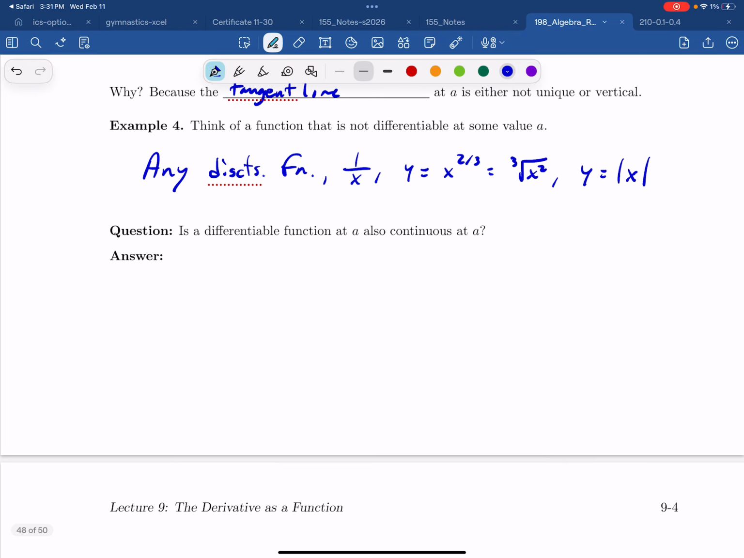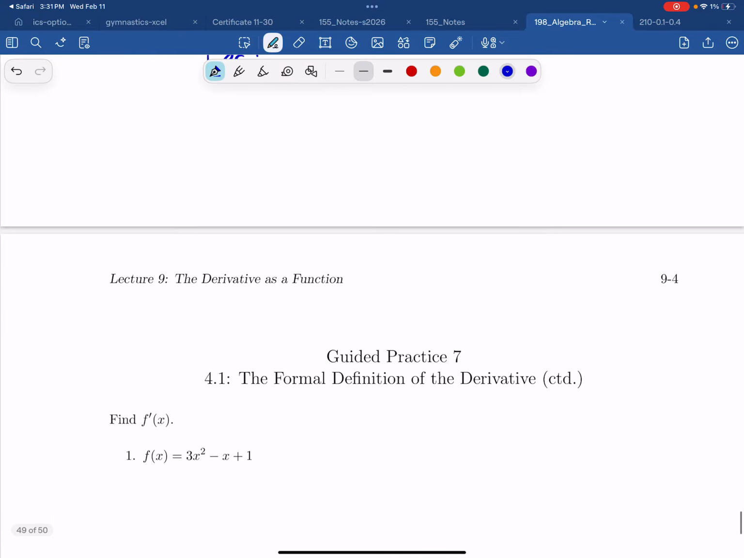So here's another question. Is a differentiable function at a point also continuous at that point? And the answer is yes. A function has to be continuous in order to be differentiable. So if it's differentiable, then it's got to be continuous. And that's all.